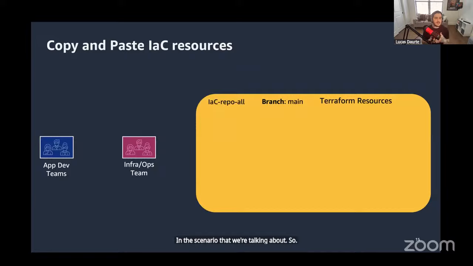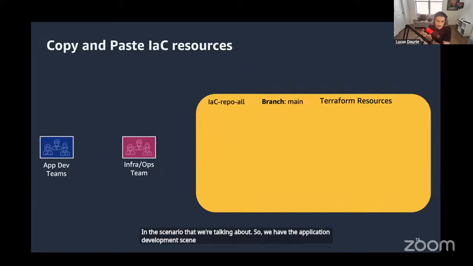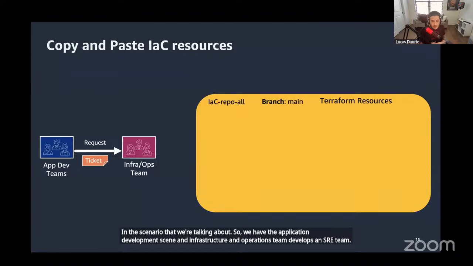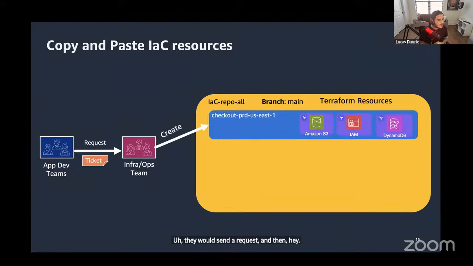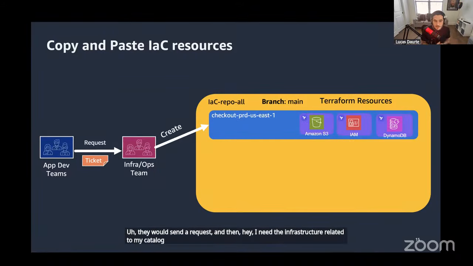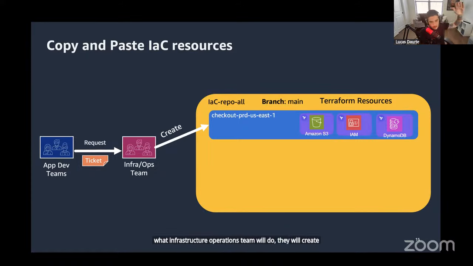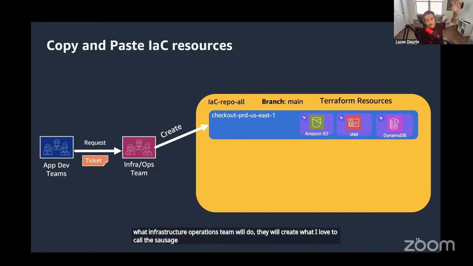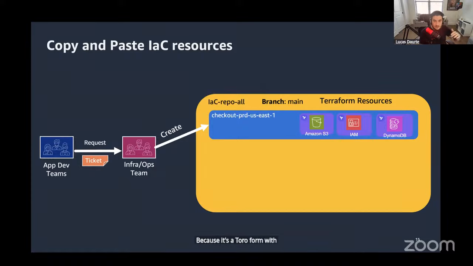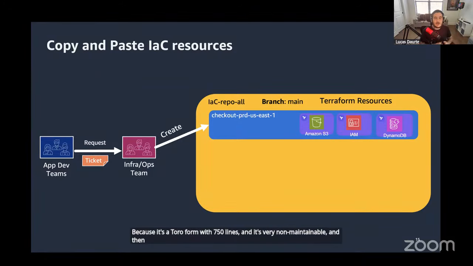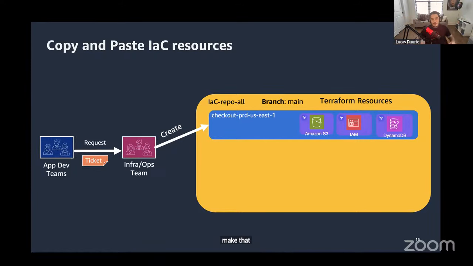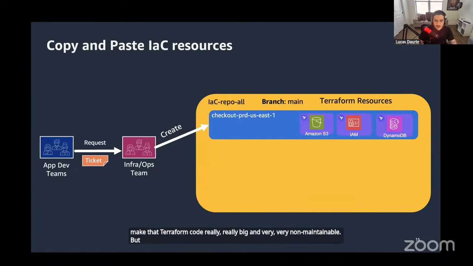So we have the application development team and the infrastructure and operations team, DevOps and SRE team. They will send a request: hey, I need the infrastructure related to my catalog, to my checkout application. What the infrastructure operations team will do is create what I love to call the sausage Terraform, because it's a Terraform with 750 lines and it's very non-maintainable. And with AI nowadays, that Terraform code can get really, really big and very, very non-maintainable. But you know what? We have created this for the developers. We don't have a lot of time to think about a better structure.